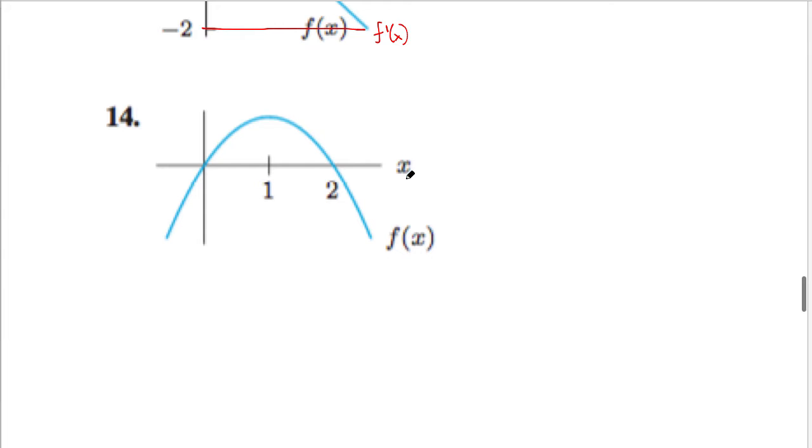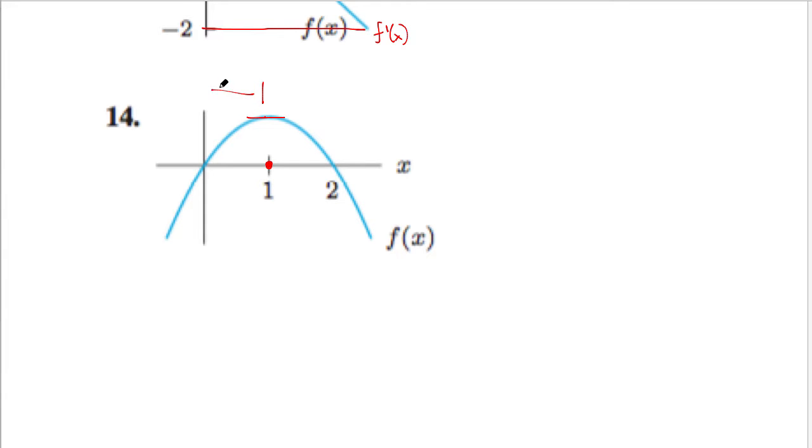Number 14 is a little trickier because this is a parabola. Now we don't have a lot of information here. We don't have any of the y values, but we can go ahead and sketch this very easily. At the 1x mark, we have a slope of 0. The tangent line would just be horizontal. So at the 1 mark, my derivative is going to cross the x-axis. Now the question is, what happens on either side of this?